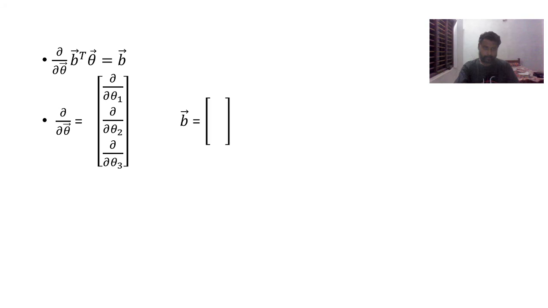Here, ∂/∂θ is nothing but ∂/∂θ1, ∂/∂θ2, ∂/∂θ3, if I take the three-dimensional case. I can write b as b1, b2, b3, and bᵀθ is nothing but b1θ1 plus b2θ2 plus b3θ3. Just do this one. Okay, it is very simple. You will be able to solve this one.